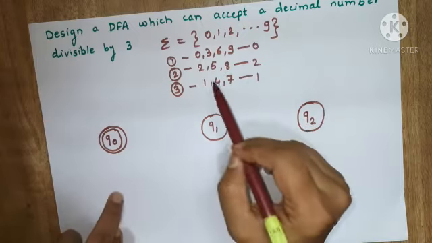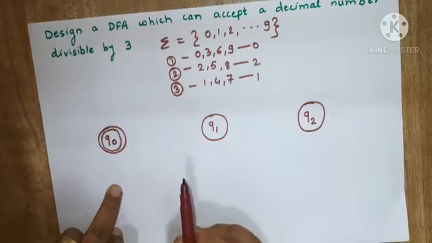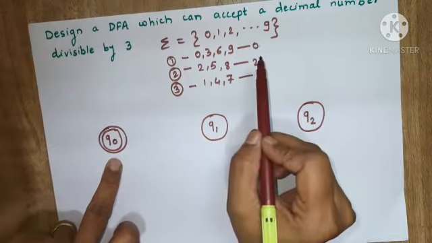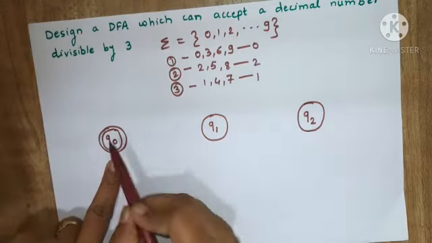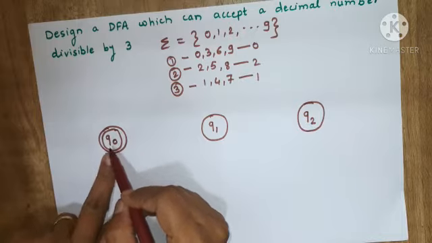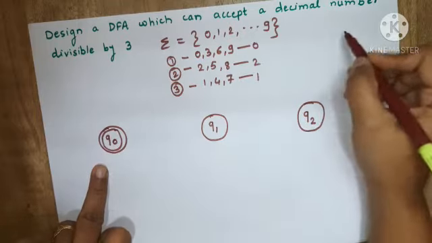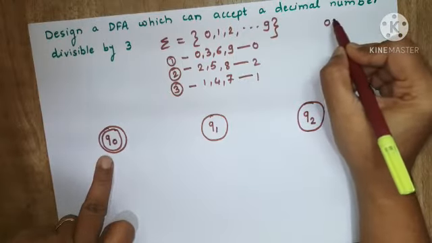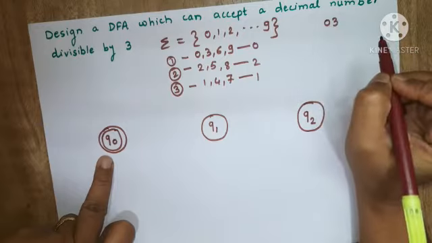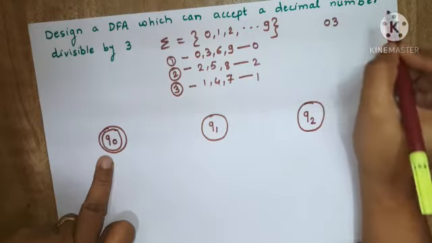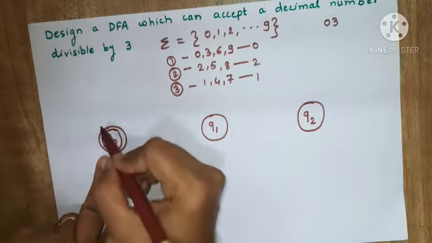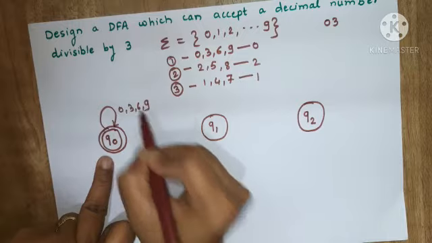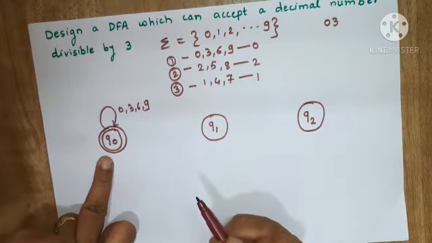So what do we have to show? We have to show 3 transitions from each state. If my number is 0, 3, 6 or 9, that means the number is divisible by 3, so I am in the Q0 state which represents remainder 0. In the Q0 state the remainder is 0, and if I get the next digit as, suppose, 3, my number will become divisible by 3 and the remainder will be 0. So for 0, 3, 6 and 9 I have to show a self loop.